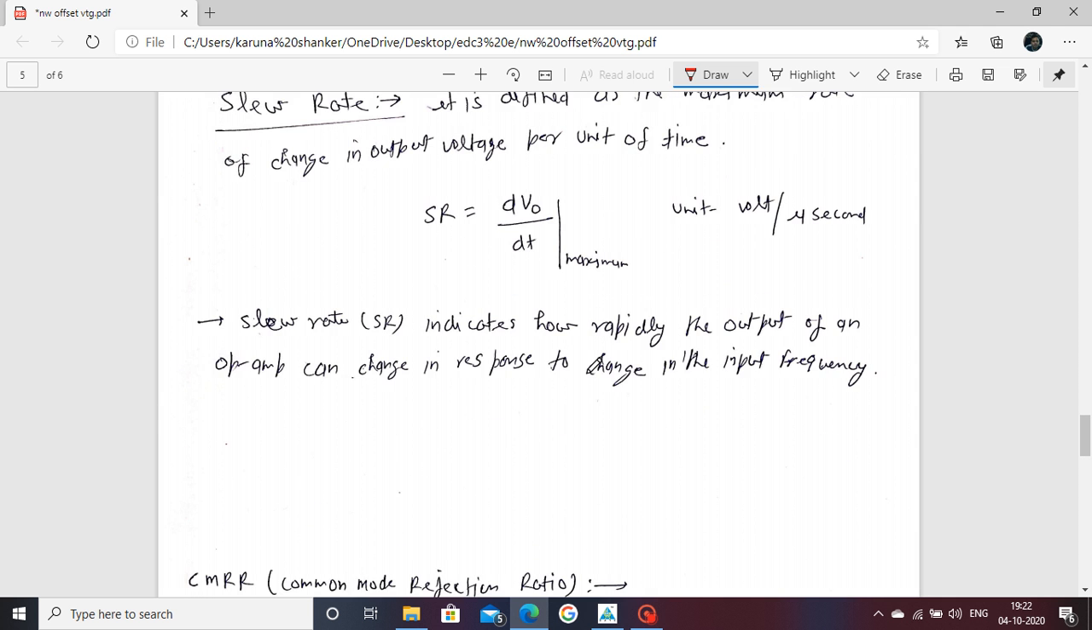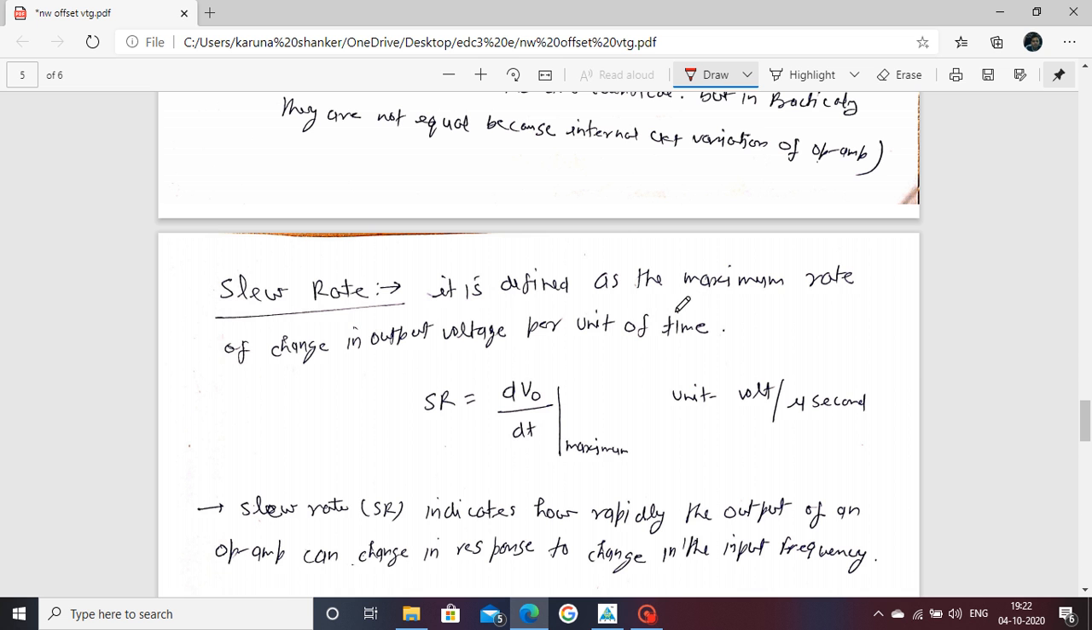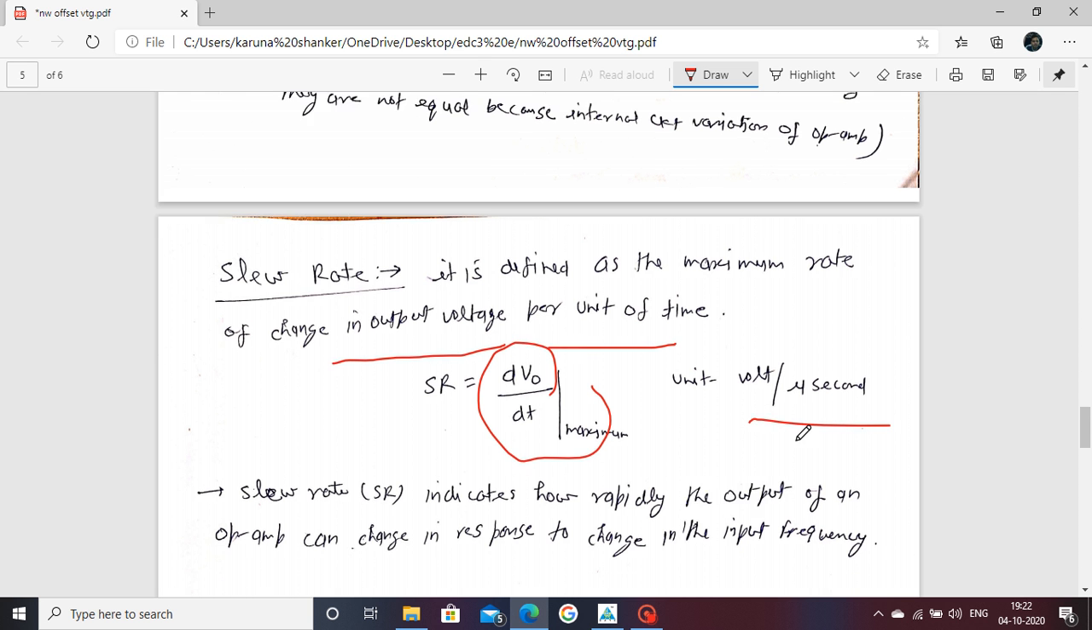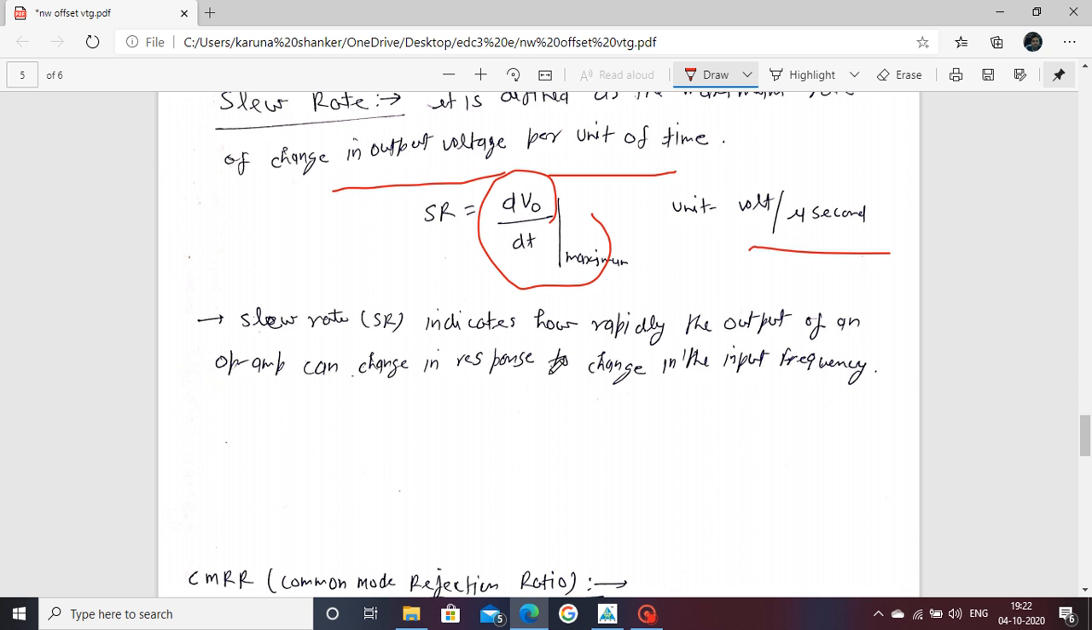Okay, next we move to slew rate. Slew rate is defined as the maximum rate of change of output voltage per unit time. This is what is indicated here. The unit is volt per microsecond. What does slew rate indicate? It indicates how rapidly the output of the op-amp can change in response to the input frequency.